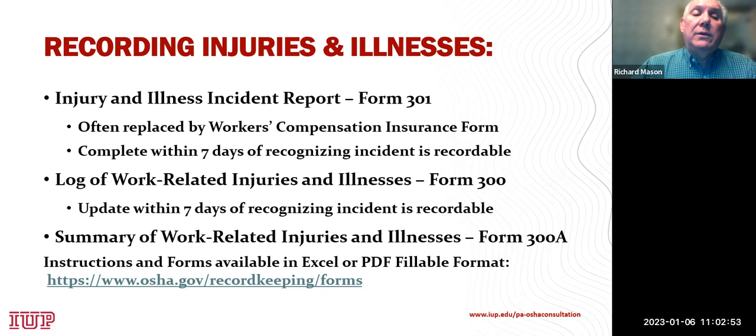And then finally, the main topic of this webinar is your Form 300A. It's the summary, the annual summary, year-end summary of work-related injuries and illnesses. All these forms are available on the OSHA website, both in an Excel spreadsheet form or a PDF fillable format. The PDF fillable format comes with a nice instruction guide that covers most situations and provides instruction on how to complete the forms.